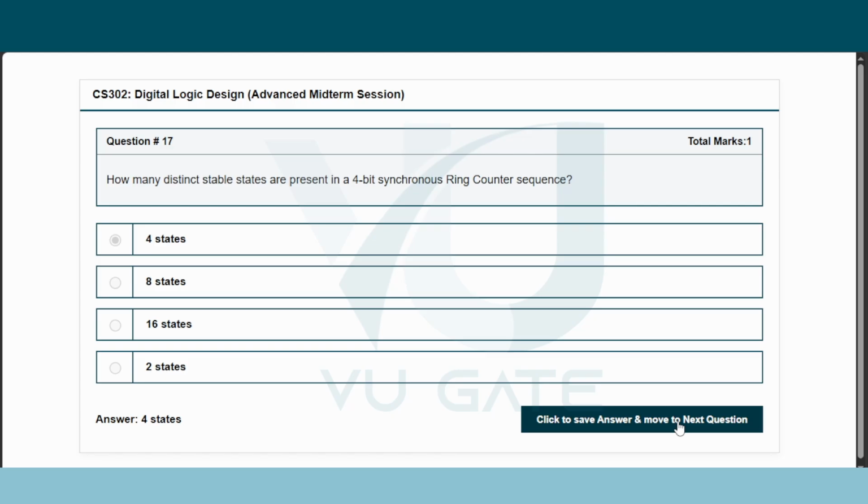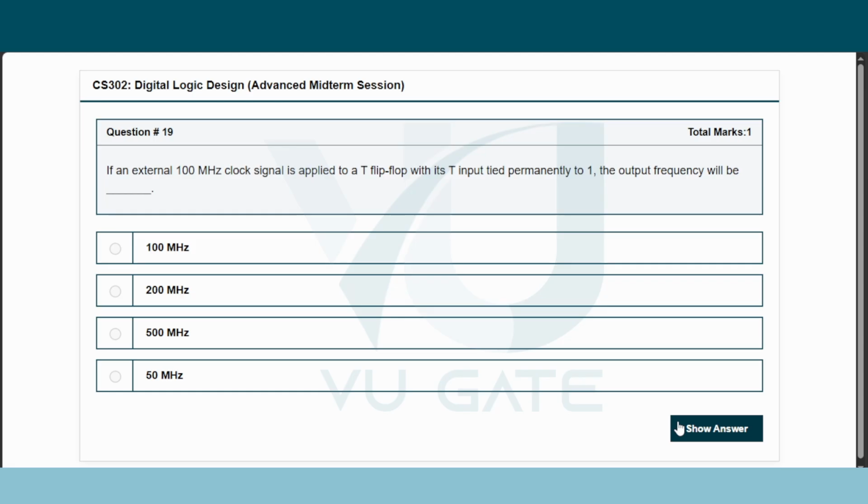Moving to the 18th question. How many distinct stable states are present in a 4-bit synchronous Johnson counter sequence? The correct answer is 8 states. Here is question 19. If an external 100 MHz clock signal is applied to a T flip-flop with its T input tied permanently to 1, the output frequency will be blank. The correct answer is 50 MHz.